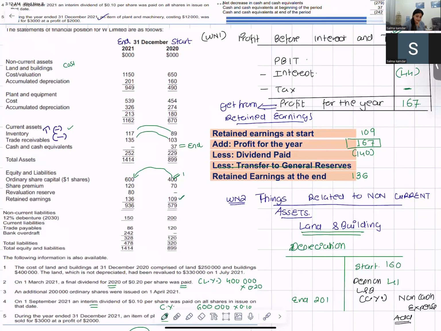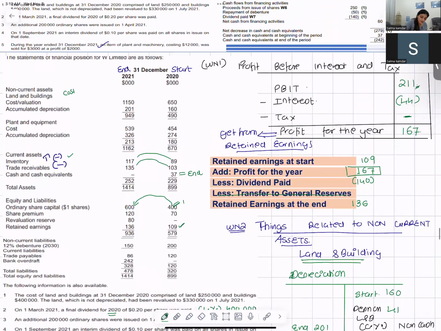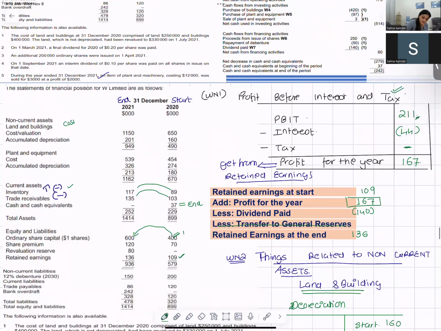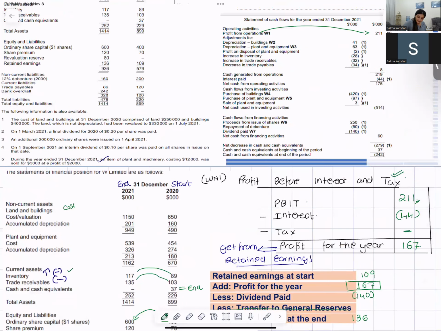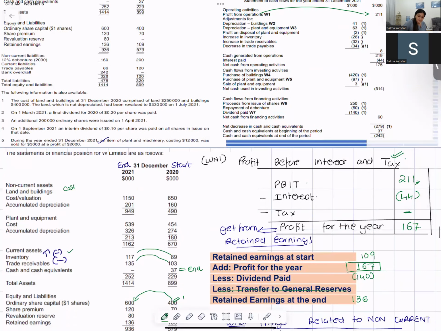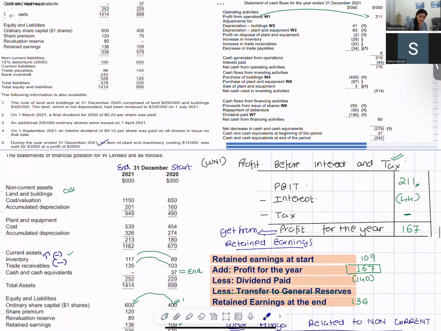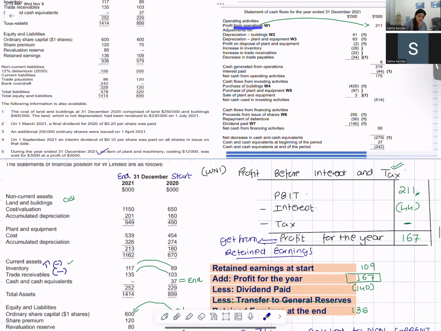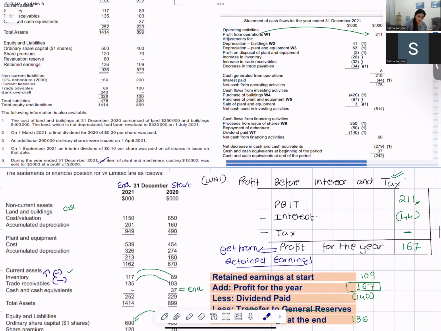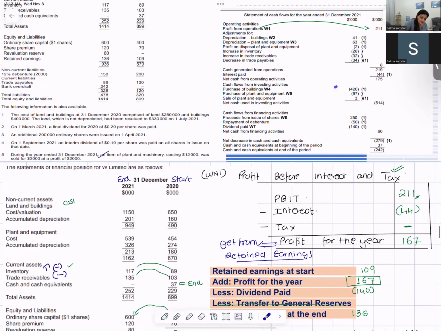So 211,000 will be your profit before interest and tax, which you will find out from your working note number 1, which you have done. You can pause, do the working yourself, and then you will go ahead. So your profit from operations is 211,000. In this, you add your non-cash, non-operating expenses. So you will get your profit before working capital changes.